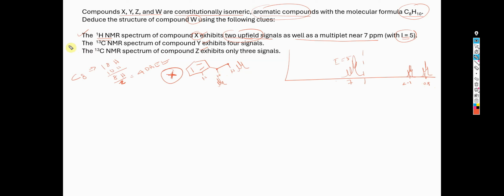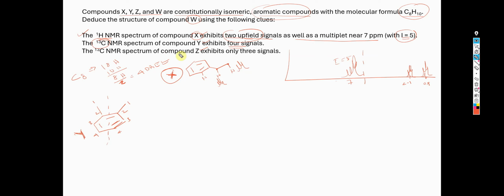If you look at Y, they say that it has 4 distinct signals in the C13 NMR. So we have to draw structures that will have 4 distinct carbons. If you have the metaxylene, then you will have 1, 2, 3, 4. Because this molecule is symmetric, you will have 4 signals. So that is the structure of Y.